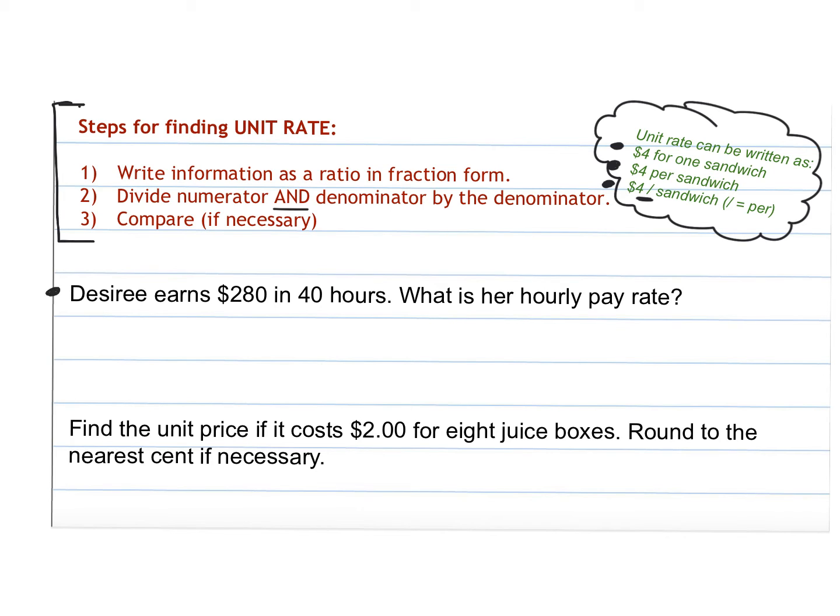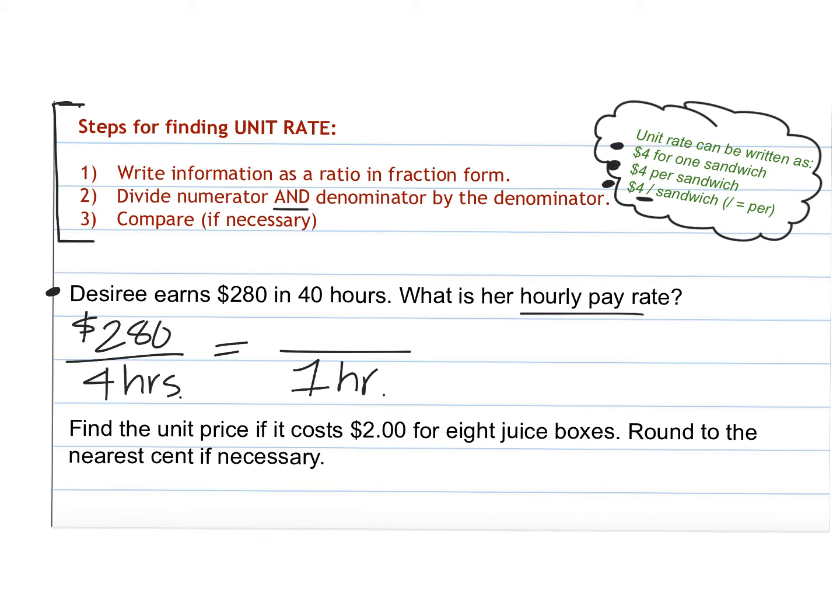If Desiree earns $280 in 4 hours, what is her hourly pay rate? These would be great examples to have in your notebook. So we're going to make a rate of $280 in 4 hours. We want to know how much does she make in 1 hour. That would be her hourly pay rate. How much in 1 hour?